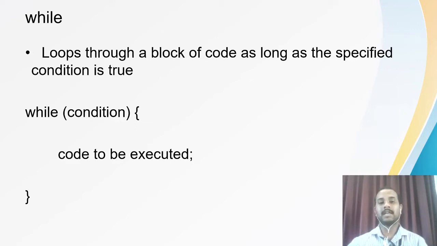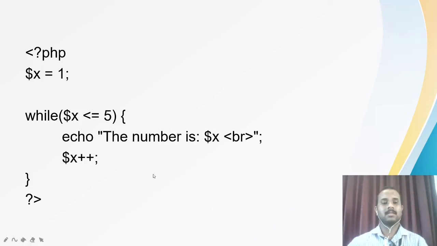When you have a while loop or a do while loop, make sure that you do not create an infinite loop. This is one simple program where x is 1. I am checking whether x is lesser than or equal to 5. The x value is 1, so obviously it is lesser than 5, so it is true. It will go inside and print the number is x, that is 1.